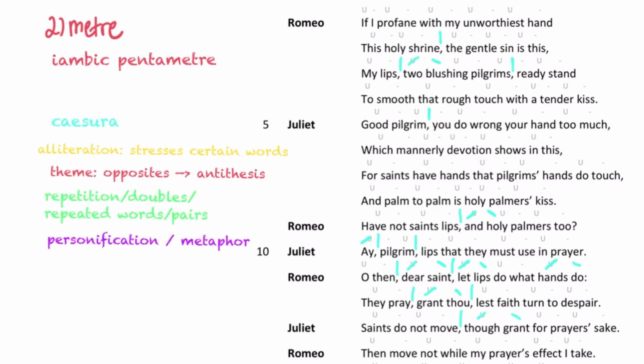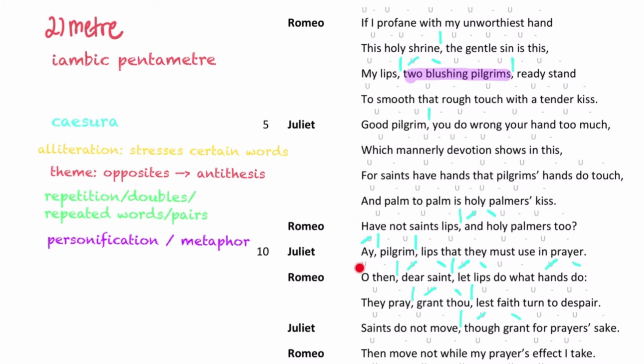The next line, "my lips, two blushing pilgrims, ready stand." So the two blushing pilgrims is highlighted, and that, of course, is a metaphor. So we could mark that purple. And the two here fits the concept that runs through the entire play. Pairs, twos, we had the twosomes in the first sonnet, all kinds of pairs. So two underlines this concept of togetherness, also of opposites, that can be found throughout the play.